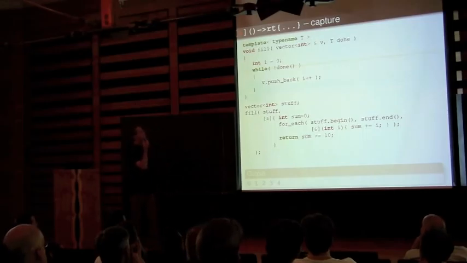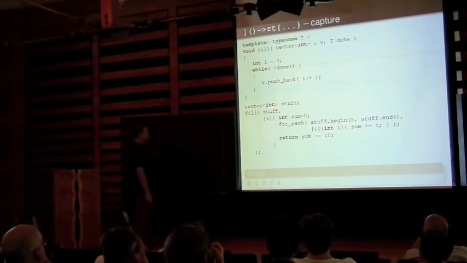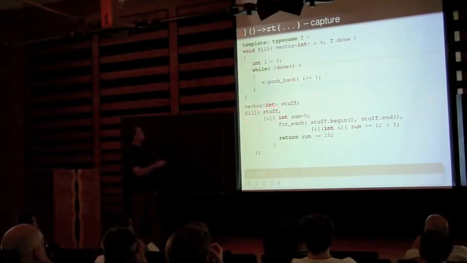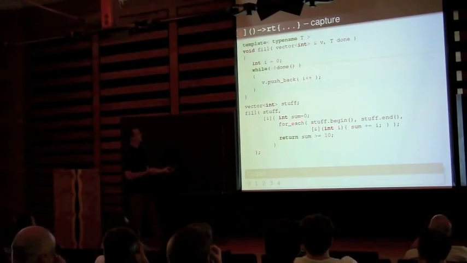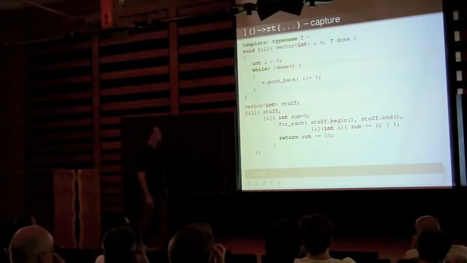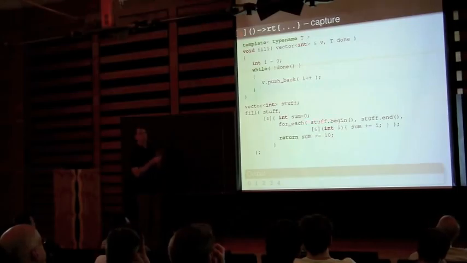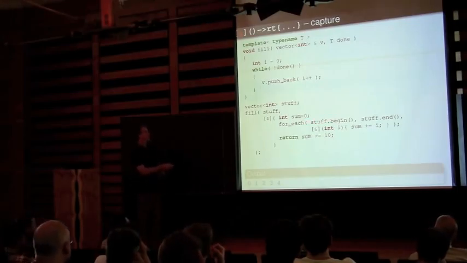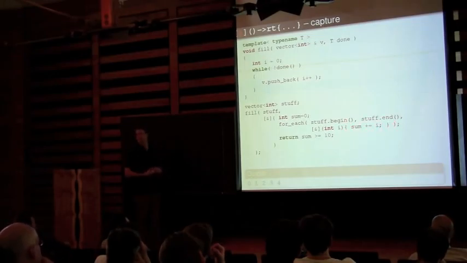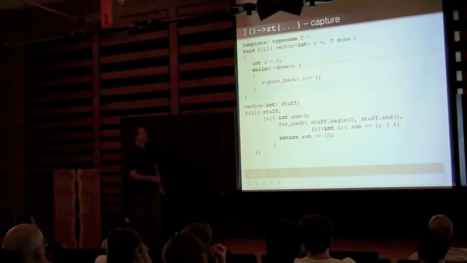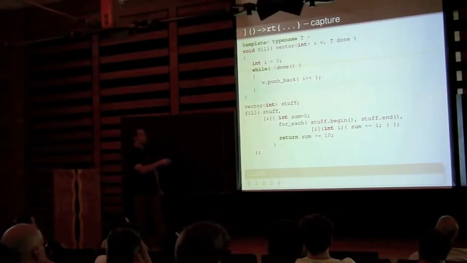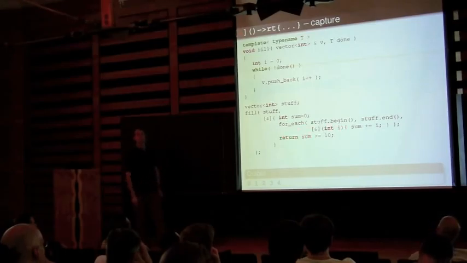Same idea, but let's do something a little more interesting this time. Again, we're going to capture by reference. And within here, we're going to create a local variable called sum, initialize it to 0. And we're going to have a for_each across stuff, and we're going to add them all up. This capture is also by reference, and it's capturing sum. At the end, I'm going to check whether my sum is greater than or equal to 10.